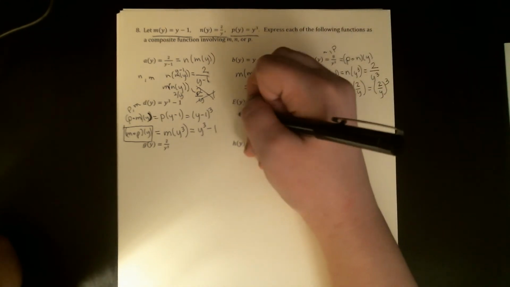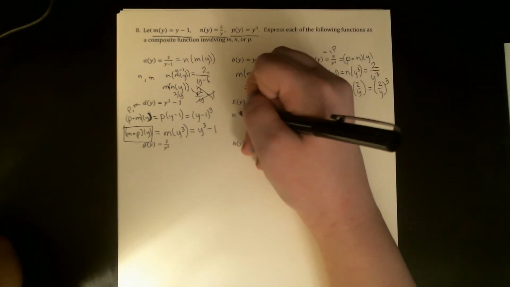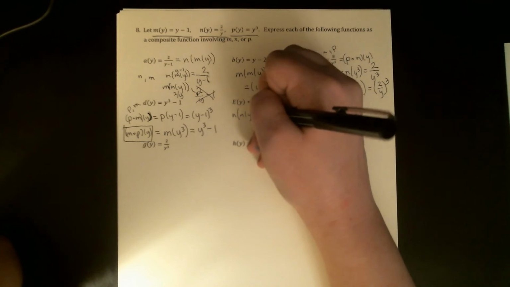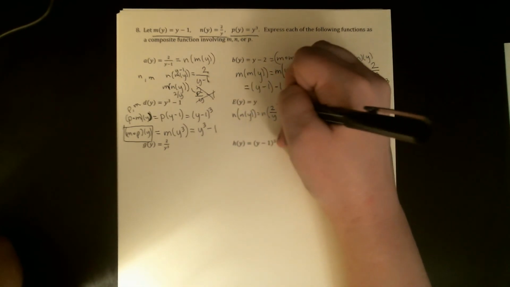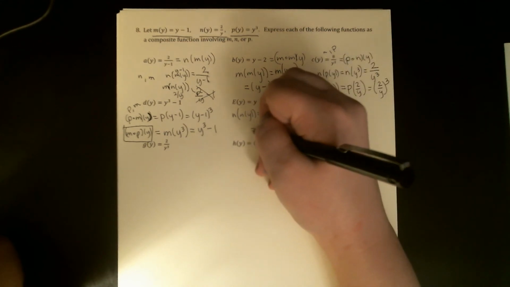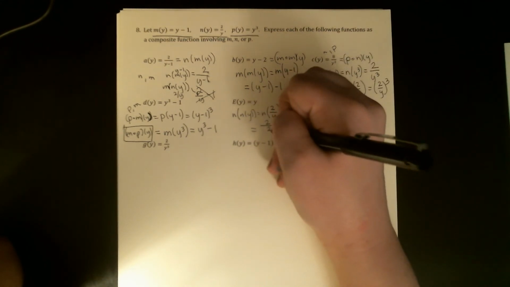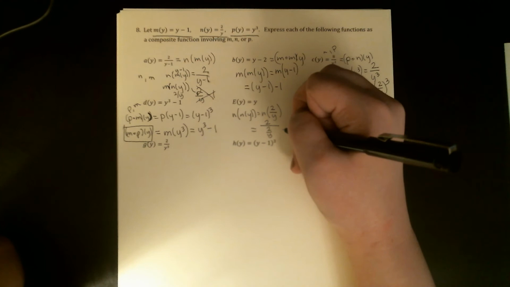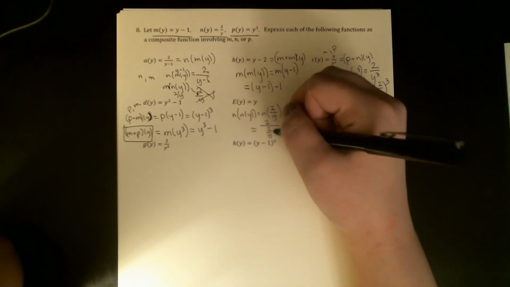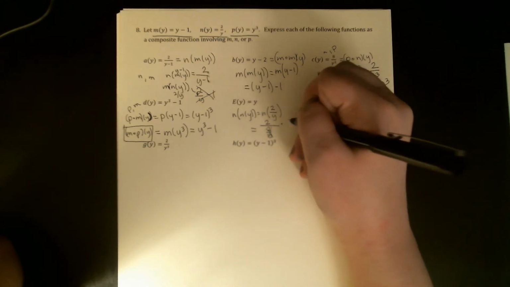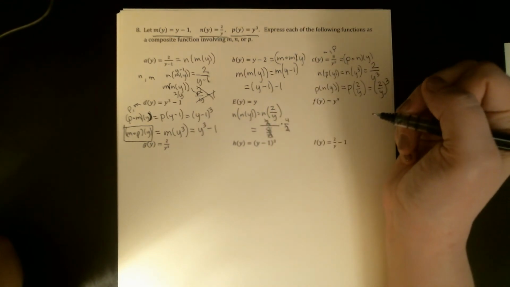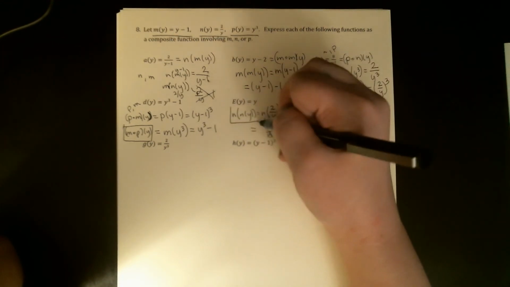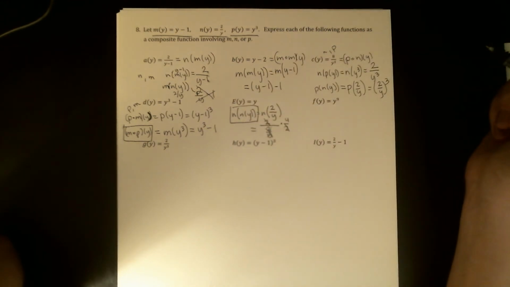We have a 2 over y, but we can double check ourselves and make sure this is working. So if we want n of n of y, we get n of 2 over y, which is 2 over 2 over y. To calculate 2 divided by 2 over y, you would multiply by the reciprocal. Notice that puts the y in the top and cancels out the 2s. So that is, in fact, n of n of y.